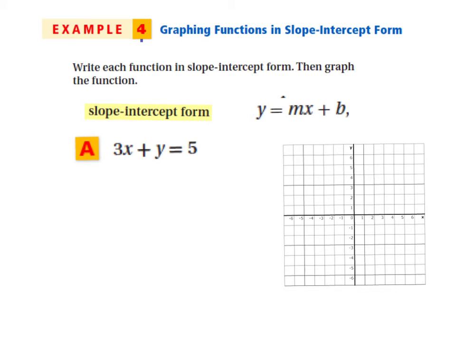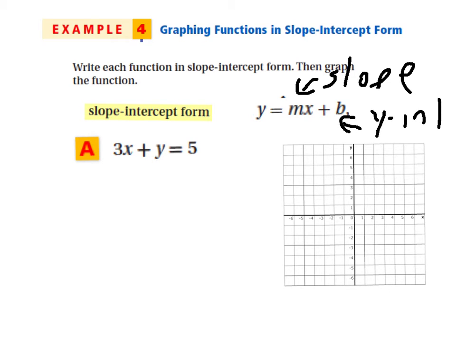Now, here's example 4. I want you to be able to graph functions in slope-intercept form. In this example, they're going to give you an equation, and they're going to want you to first write it in slope-intercept form, and then sketch the graph. Now, I need to remind you from Algebra 1 that slope-intercept form is y equals mx plus b. Remember, the m stands for the slope, and the b always stands for the y-intercept. So if I give you an equation in this form, you can very easily graph it.